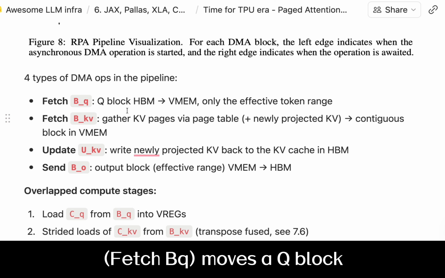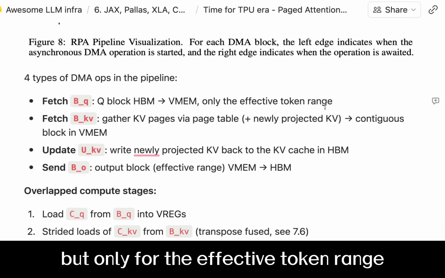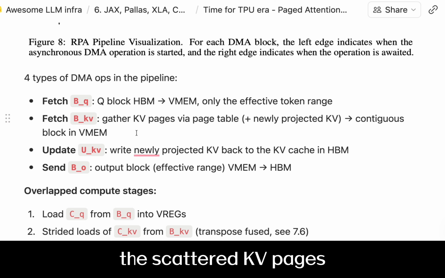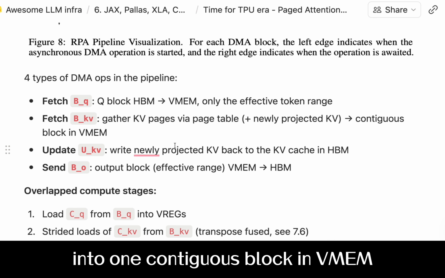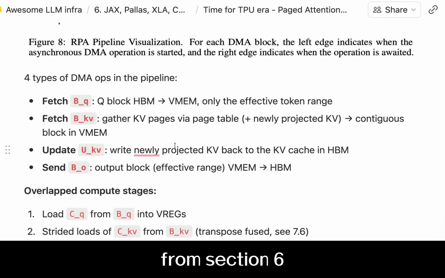Moves a Q block from HBM into VMEM, but only for the effective token range. Fetch BKV: follow the page table and gather the scattered KV pages into one contiguous block in VMEM. This is where the gather problem from section 6 gets digested.